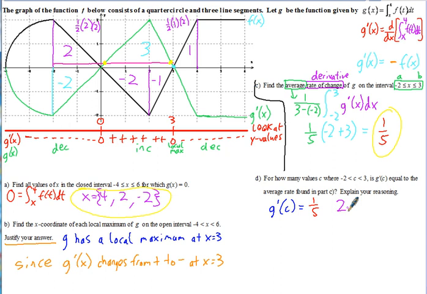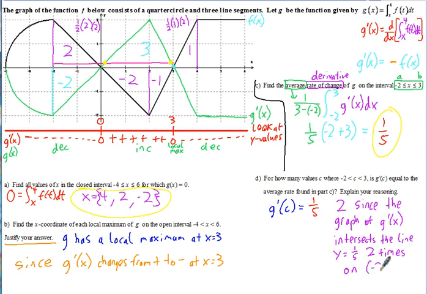And it'd be since, there are different ways to justify this, but the simplest way would be to just say, since the graph of g prime of x intersects the line y equals 1/5, which is what I got there, 2 times on the interval from negative 2 to 3. See right here, it did intersect 2 times.